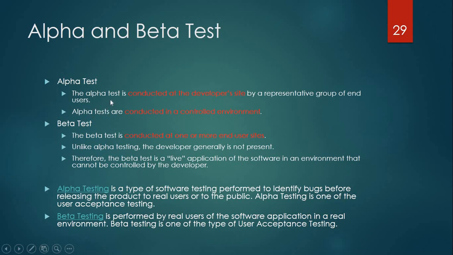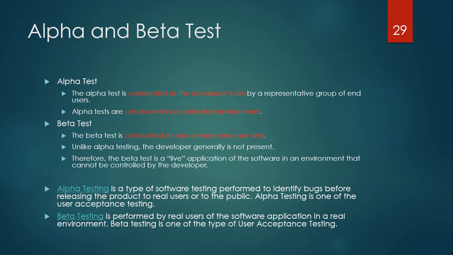Alpha testing is conducted at the developer side by a representative group of end users. Means the developer will form a cluster of their developers to check whether this product works simultaneously for many users or not. Alpha tests are conducted in a controlled environment. Means they will have limited users, so that will be a controlled environment. Beta test. The beta test is conducted at one or more end user sites. Means it will be after deployment at the user side.